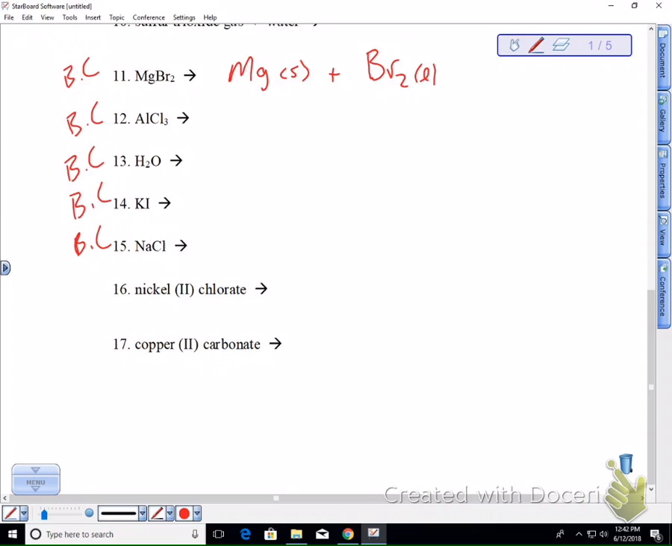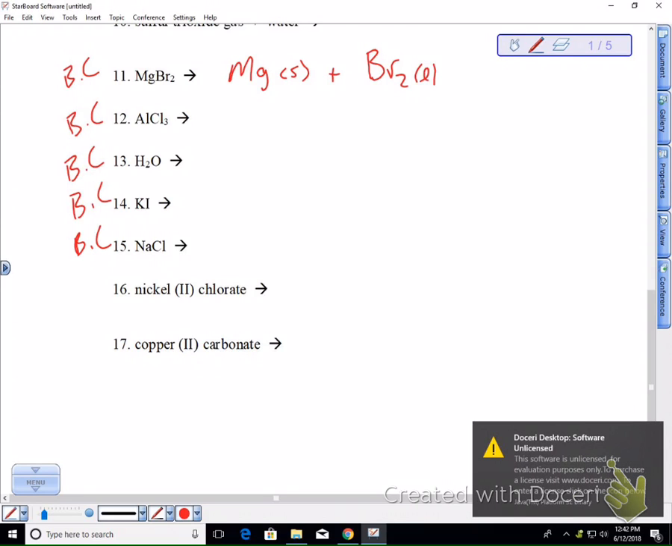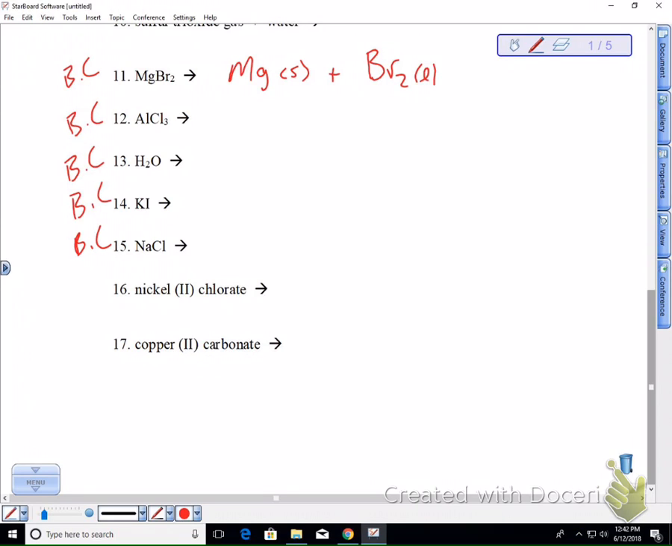Watch number 12, it will not work out that way. Number 12, if we break this one up, we get aluminum, which is a solid. So far, so good. But we are not going to get Cl3. Chlorine comes in nature as Cl2.